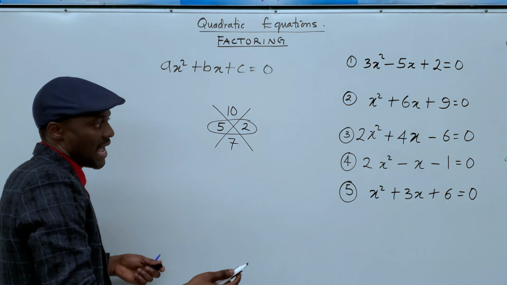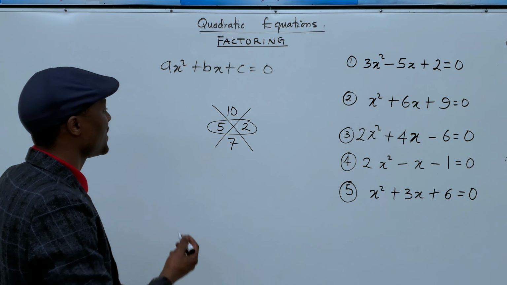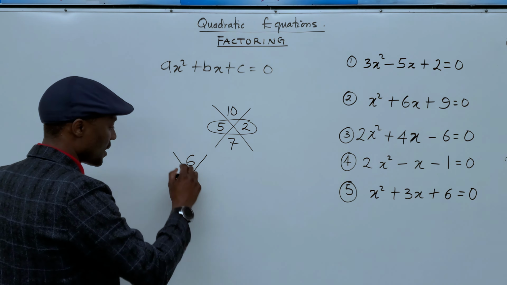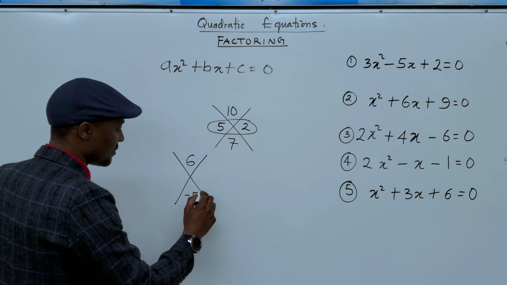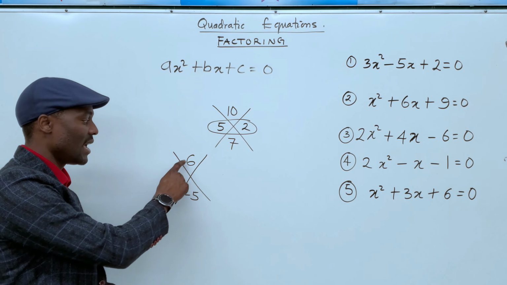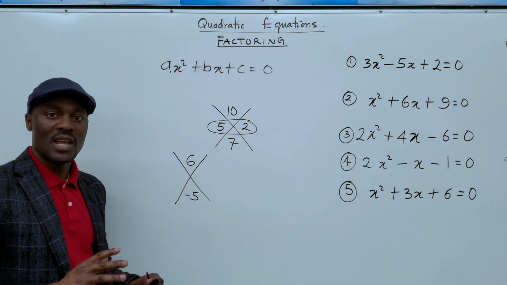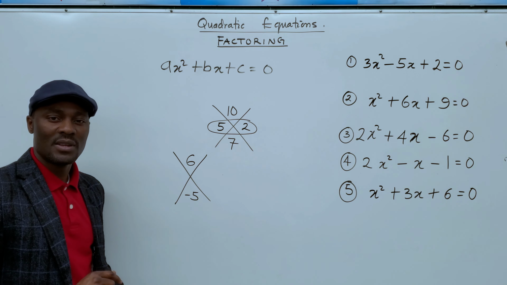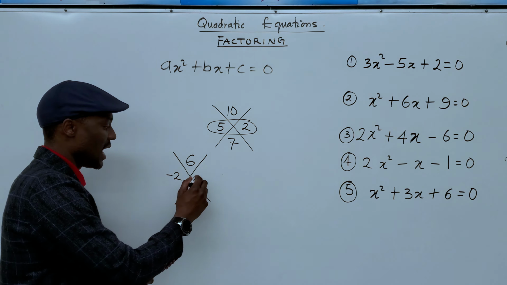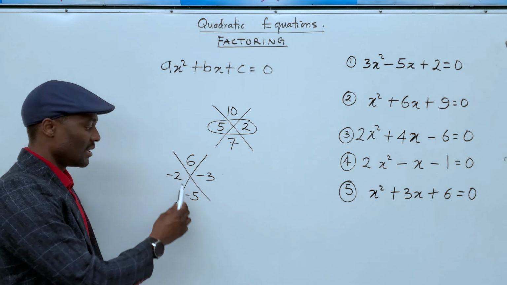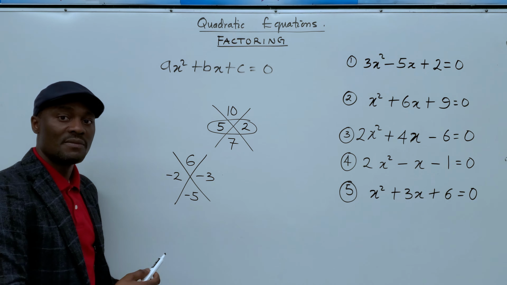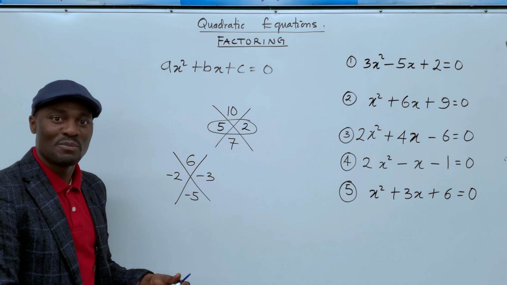So another one is, let's say I give you a puzzle that says maybe this is 6 and this is -5. And I say, what two numbers will you multiply together to get 6, but when you add them together, you'll get -5? Well, I know what the answer is. It must be -2 and -3, because the product of these two will be +6, but the sum of these two will be -5. So this is a puzzle you have to practice.